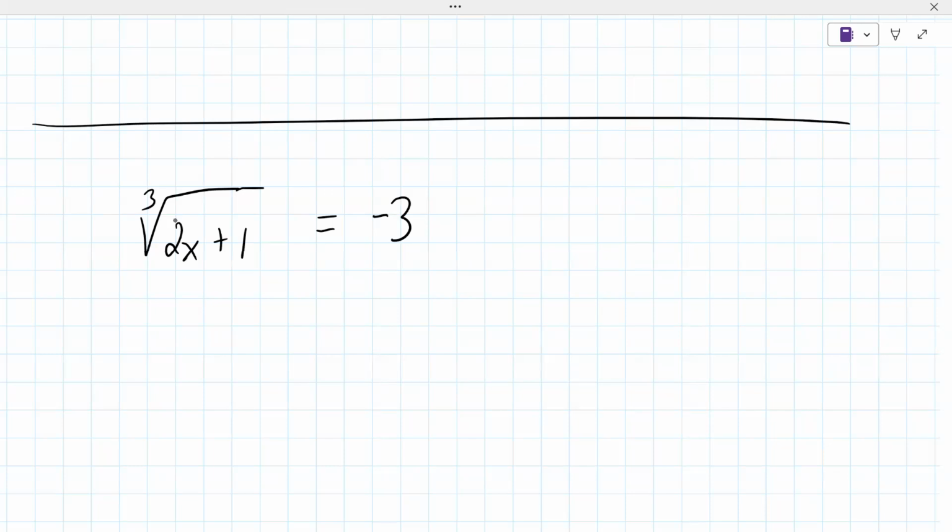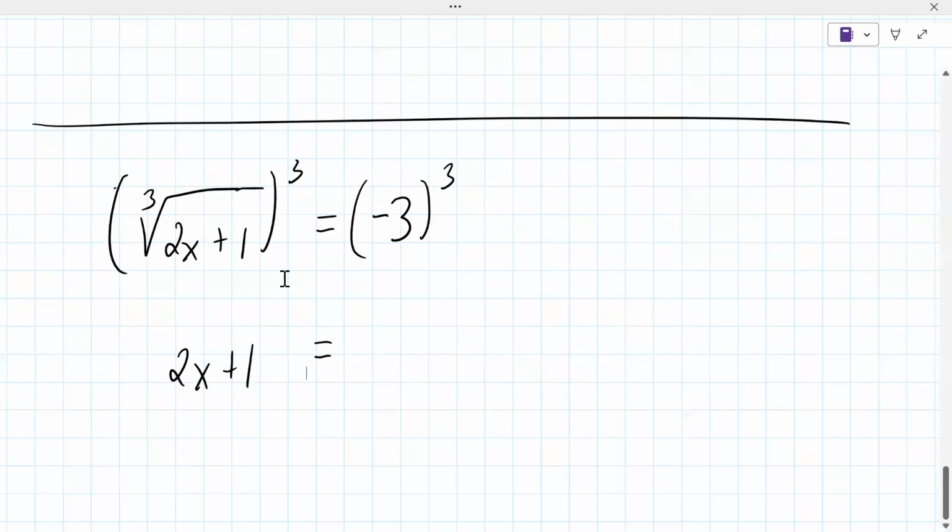I got 2x equals 7. But you're cubing both sides. This is exactly the same as the previous problem. 2x plus... I think I messed up on the 2x. That's where I went wrong.